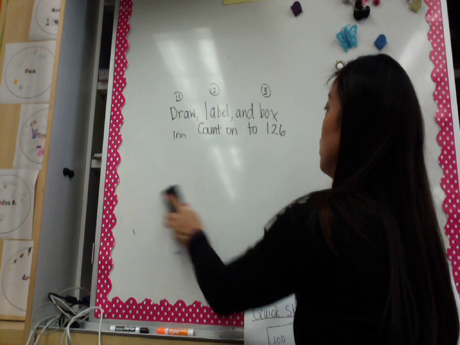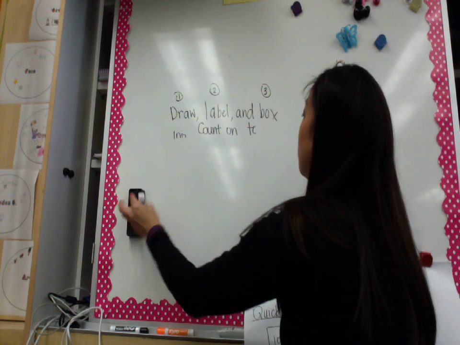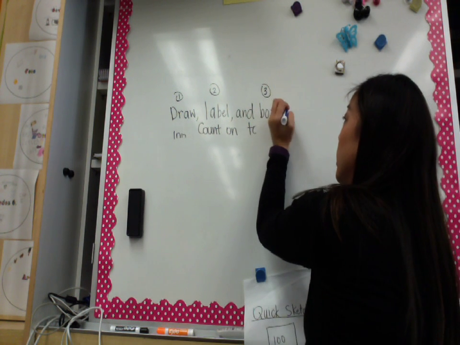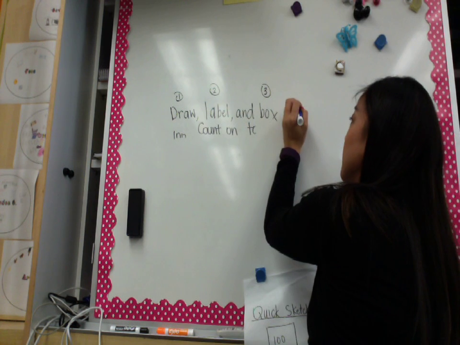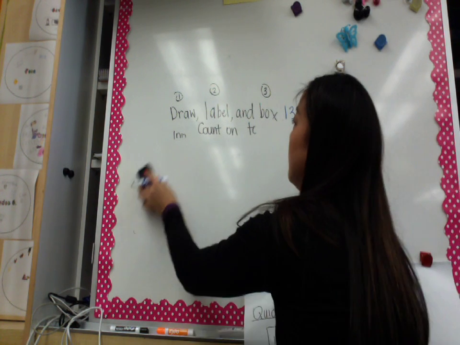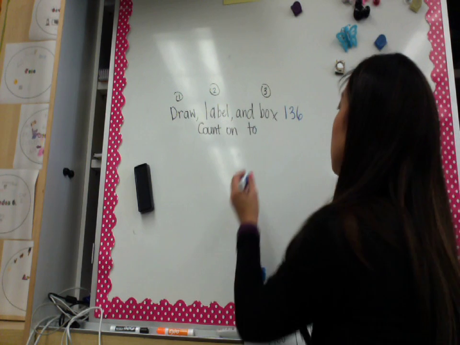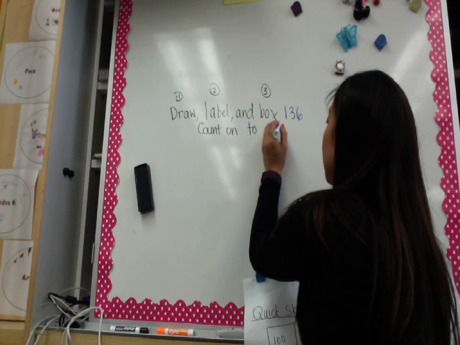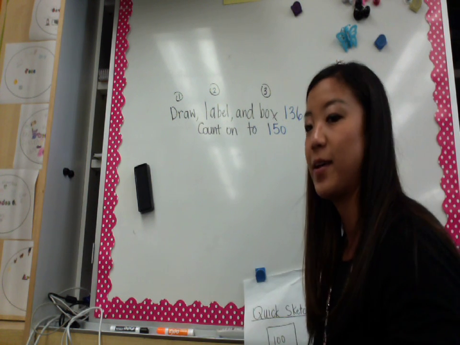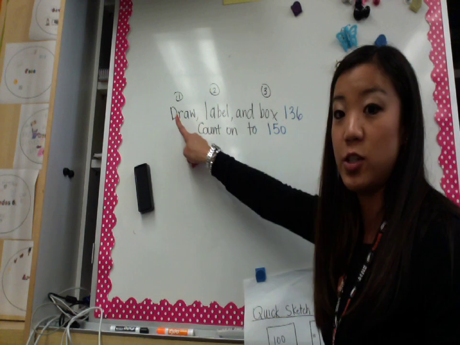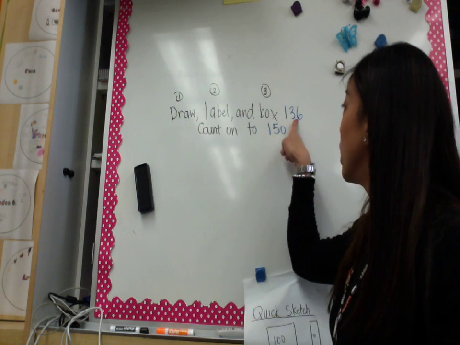So you need to draw, label, and box this time. We'll start with 136. Then we need to count to, let's say, 150 this time. So first, I'm going to start again. I'm going to draw 136.